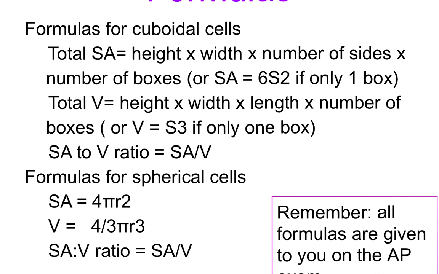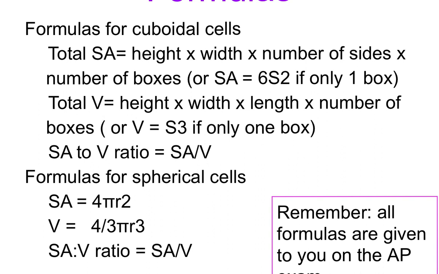So for cuboidal cells, the total surface area is the height times the width times the number of sides times the number of boxes given to you. And this is best explained with an example. Now volume is height times width times length times the number of boxes, which is going to end up being cubed. And then to get the surface area to volume ratio, it's expressed as a fraction and then as a whole number.